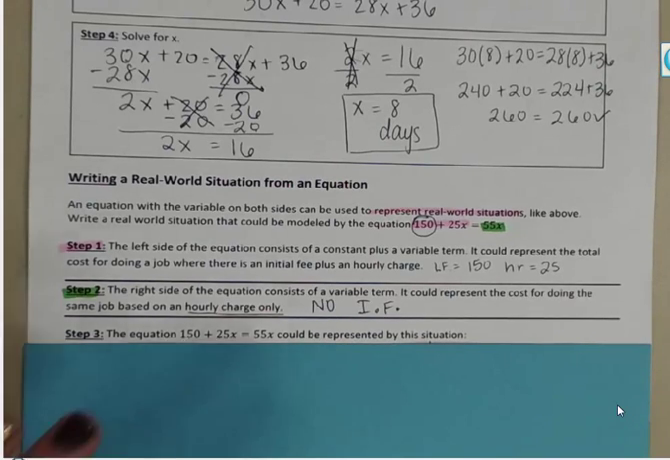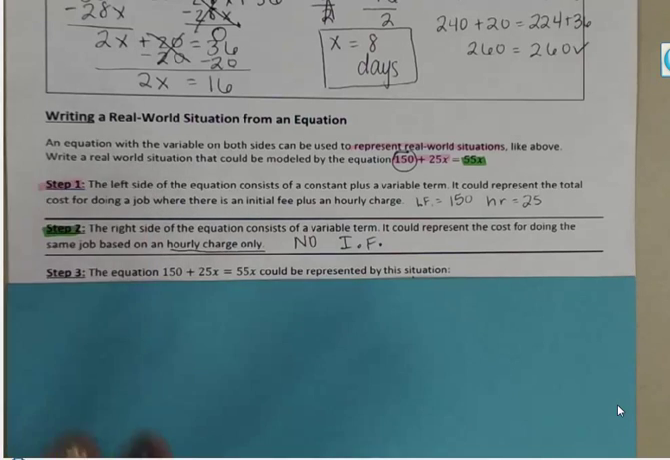Now, I will give you a heads up. For Ms. Hitchcock's class, at least, your warm-up tomorrow is going to be me giving you an equation and thinking of a fun word problem, and we're going to share. So you might want to really pay attention to how I did this.